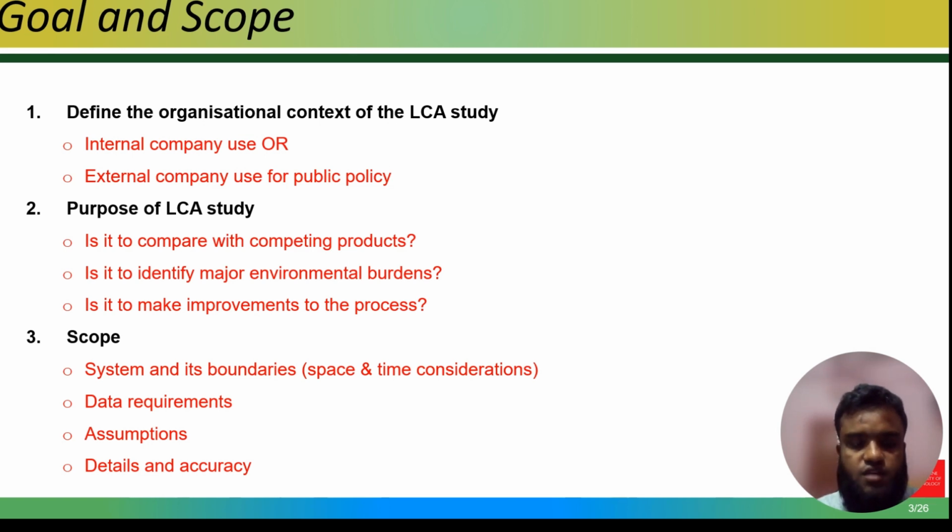The third one is scope definition. We have to define the scope of the life cycle analysis. Under this category, the system and its boundaries are defined, along with data requirements, assumptions, details, and accuracy. These are the considerations under scope.